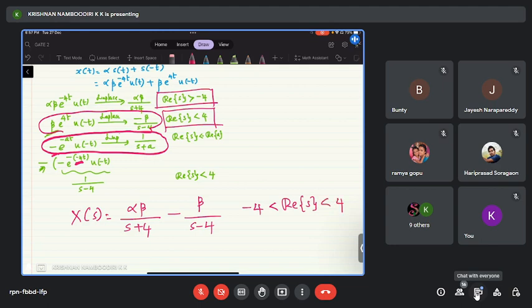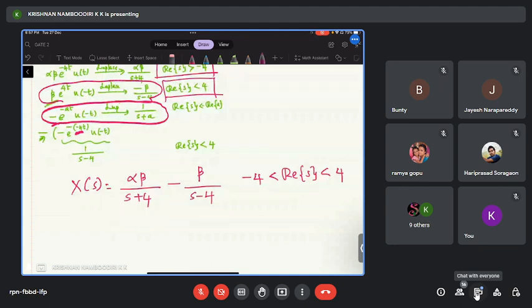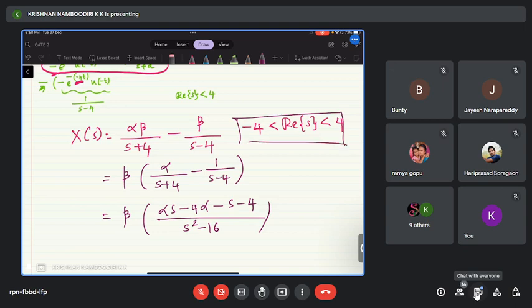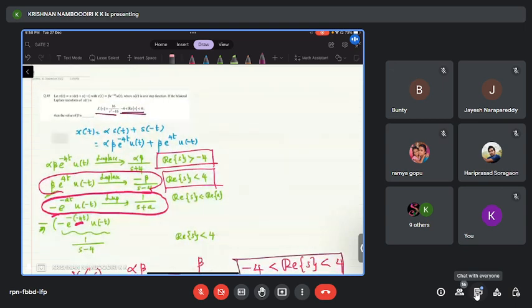Correct? So now let us try to take beta outside. Alpha divided by s plus 4 minus 1 divided by s minus 4, which is equal to beta times alpha s minus 4 alpha minus s minus 4 divided by s square minus 16. A plus b into a minus b is equal to a square minus b square. Okay, s plus 4 into s minus 4 is s square minus 16. So the ROC will be like this. So basically this ROC matches the ROC given in the question, right?